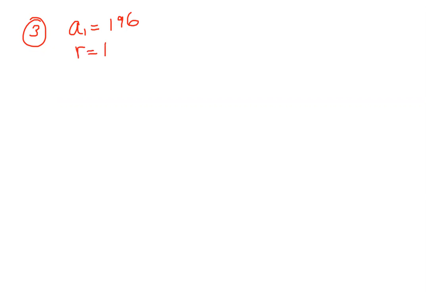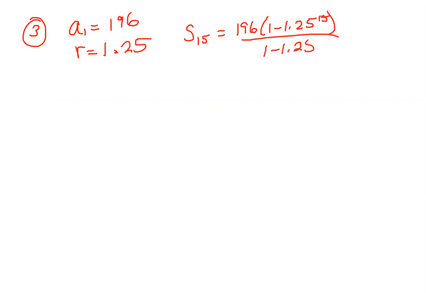R is 1.25 because it's going up 25% each year, but we have to have the amount before. And so we're looking for S of 15. This is geometric, so we're going to have 196 times 1 minus 1.25 to the 15th over 1 minus 1.25. And if you do this, you should get 21,498.62.